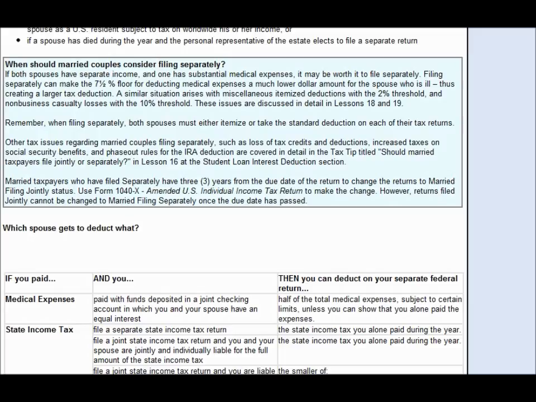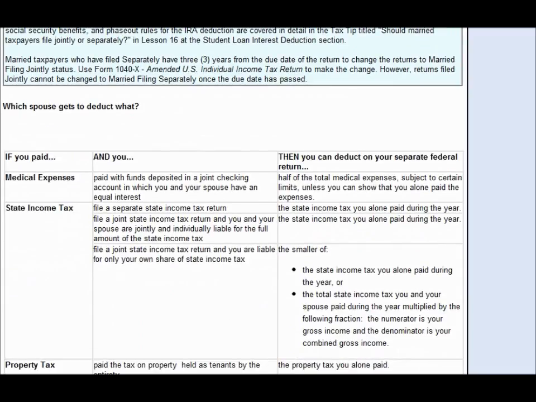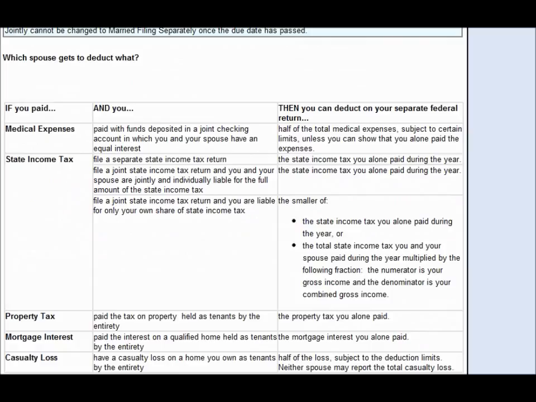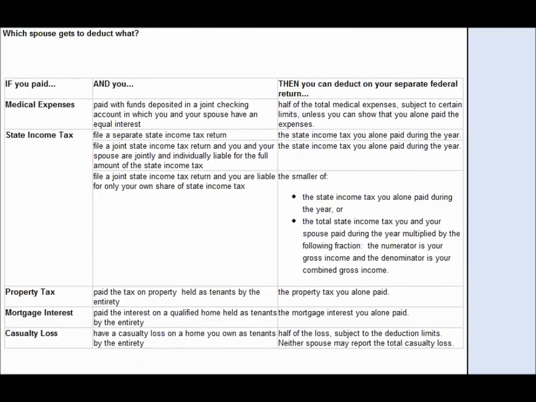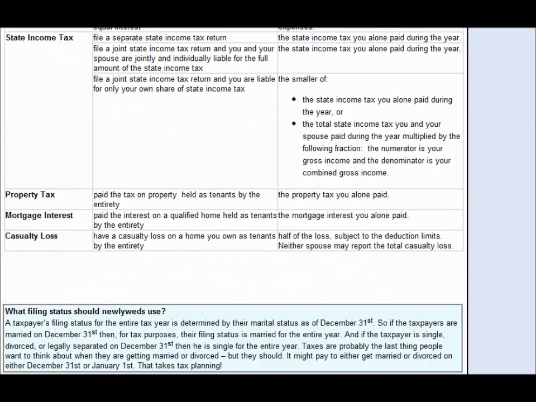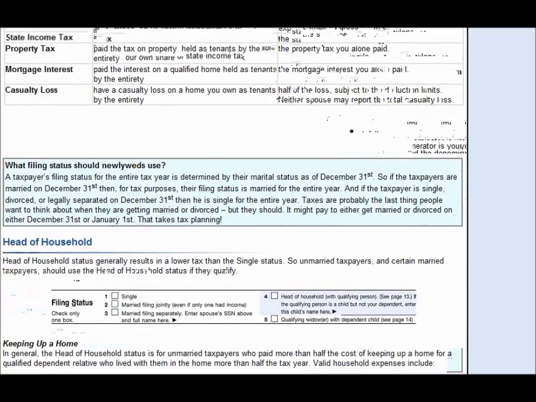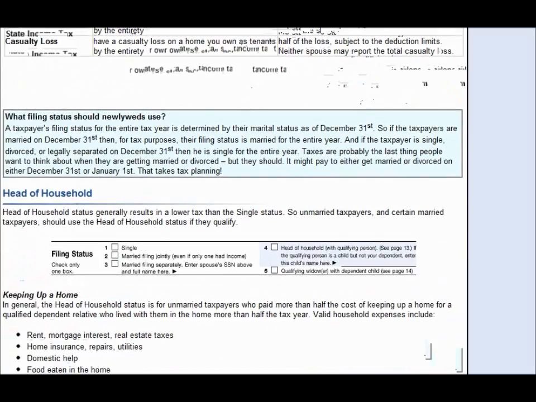Married taxpayers who have filed separately have 3 years from the due date of the return to change the returns to married filing jointly status. To do this and amend anything, always use Form 1040X. Take a few moments to read which spouse gets to deduct what. Great. Now let's move on.